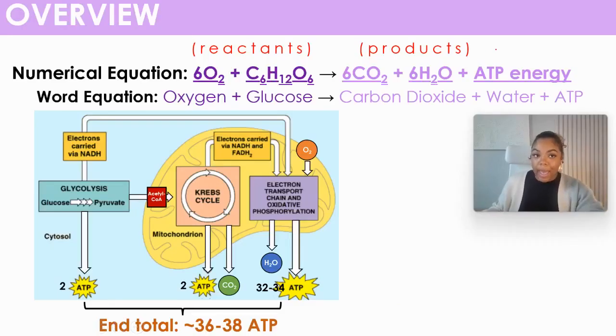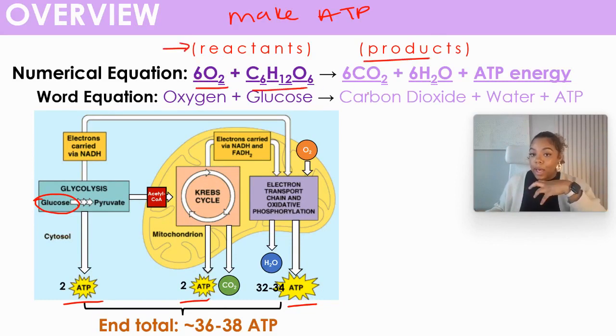So to give a recap of cellular respiration, the whole purpose of cellular respiration is to make ATP. Take glucose and break it down and make ATP, which is energy for the cell, because the cell needs the energy in order to function. The overall formula for cellular respiration is 6 oxygen plus glucose, and we're going to make the products, which is carbon dioxide, water, and ATP. This happens in 3 stages.